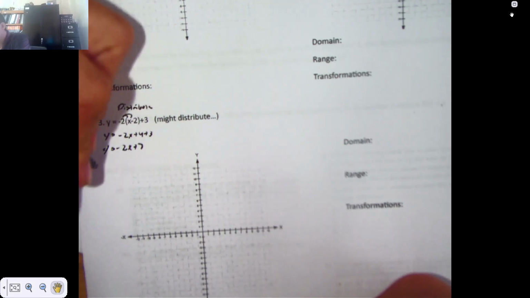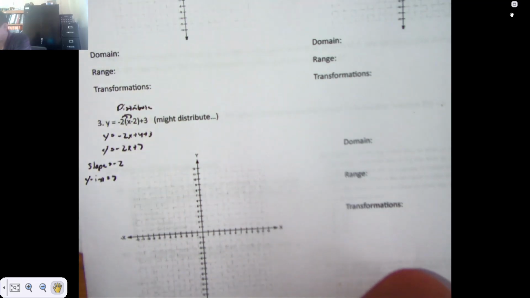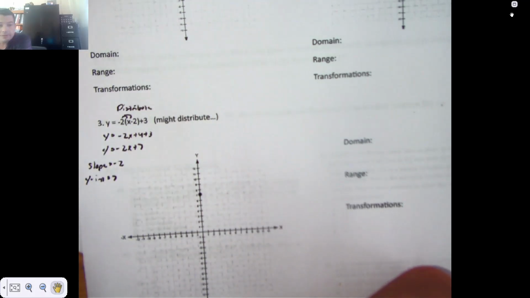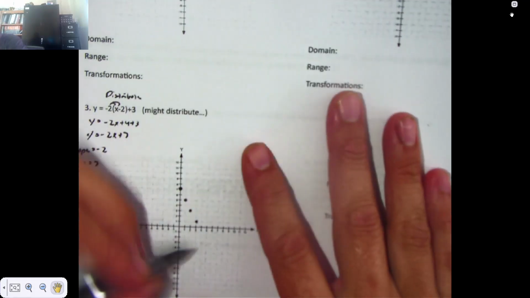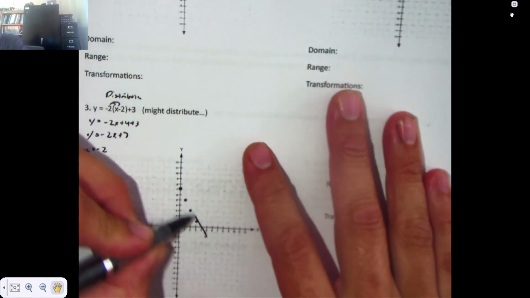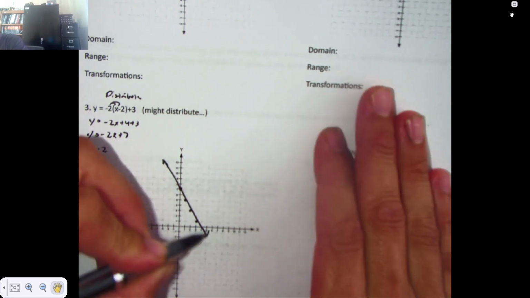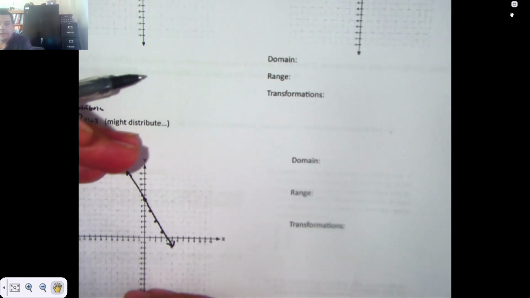So this has a slope of negative 2 and a y-intercept equal to 7. So there's where I'll cross the y-axis. That's my y-intercept. Then from there I'll fall 2 and run 1. The only reason I'm doing lots of points is just so it's somewhat straight. No other reason. And that's what my line looks like. Not hard.